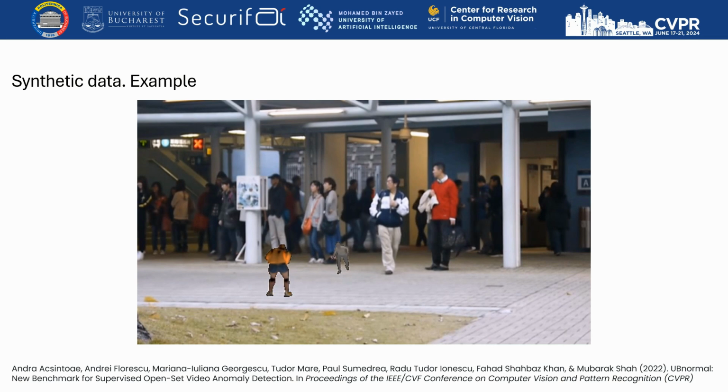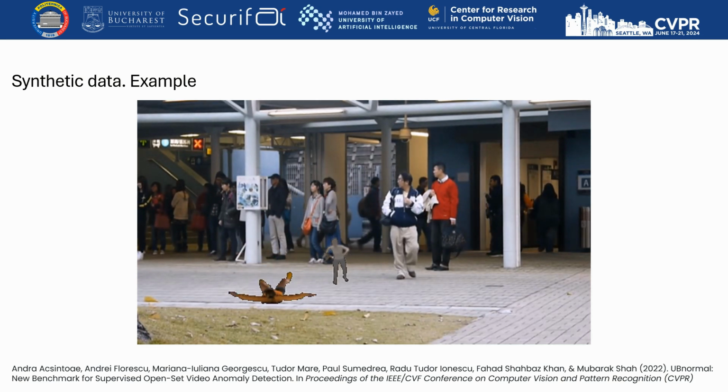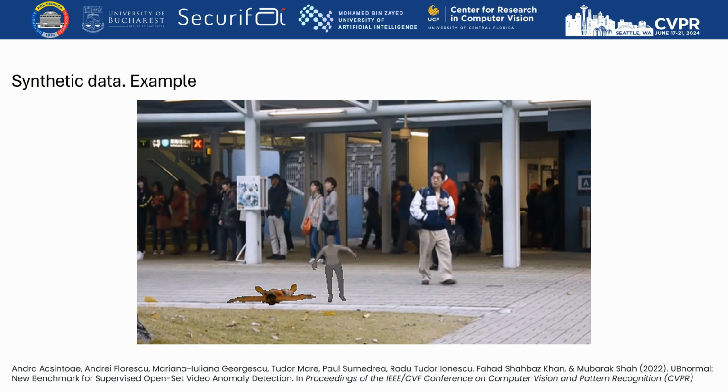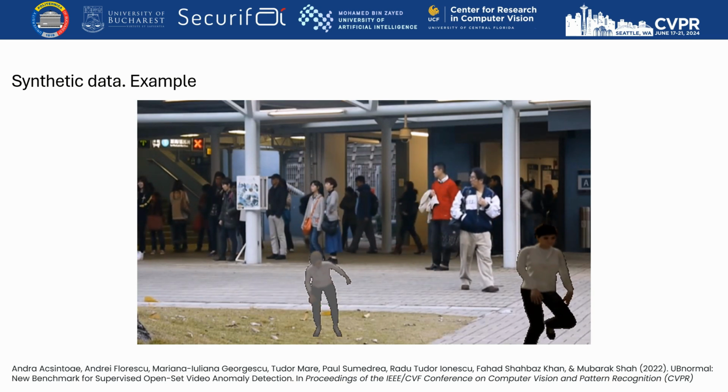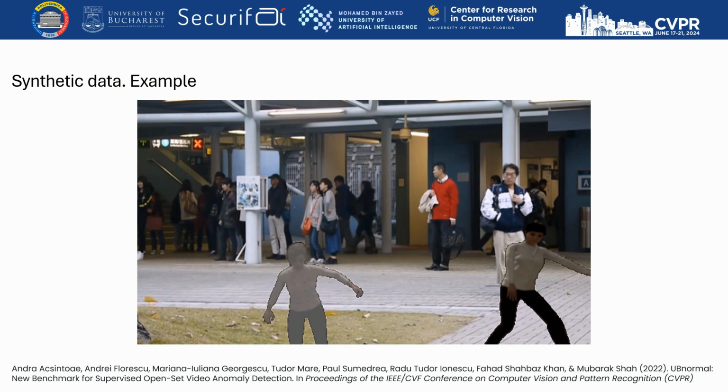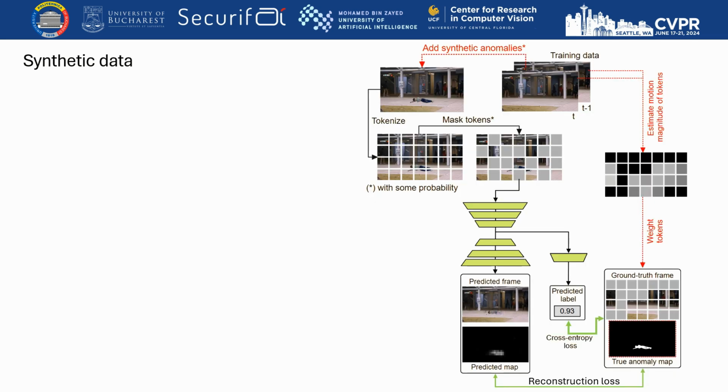On this slide, we included an example of our data augmentation method. We extracted anomalies from the abnormal dataset and incorporated them in our examples, creating a set of synthetic anomalies. The synthetic data was incorporated with some probability into the input frame. We utilized these synthetic anomalies in two ways.